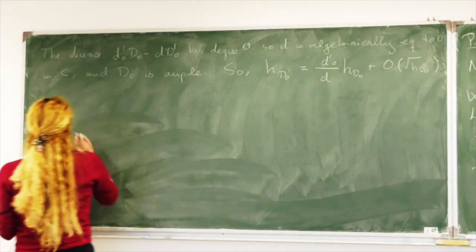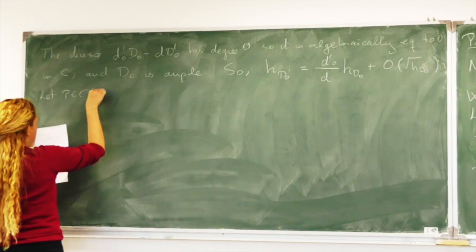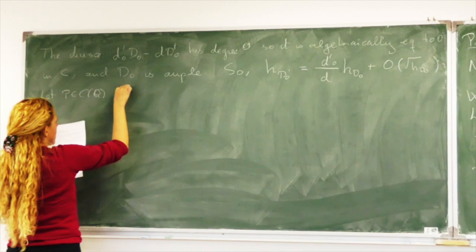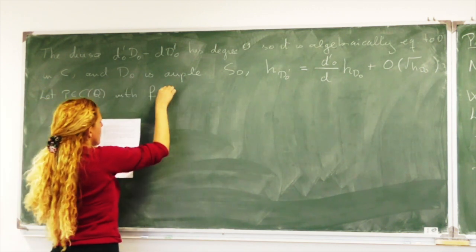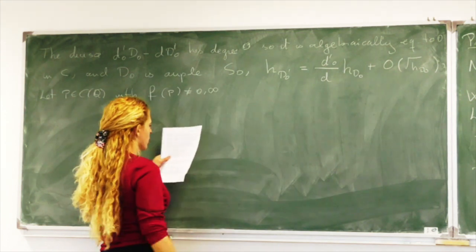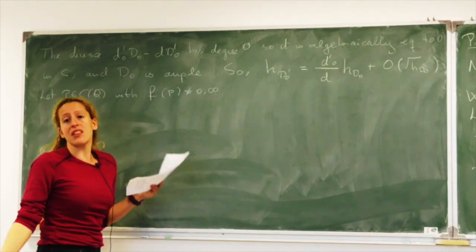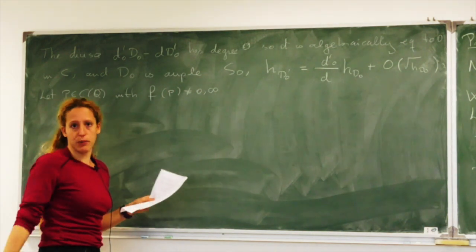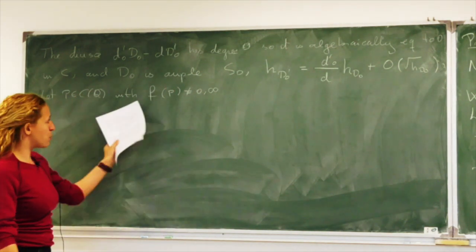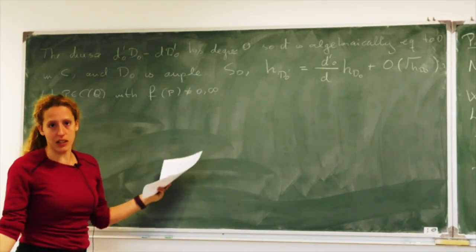Now, let P be a rational point on the curve with f of P not a zero or not a pole. So this is okay, right? Because the number of poles or zeros is a finite number. So we can forget about these numbers. We just have to check the points such that f of P is different from 0 and infinity, there is also a finite number.